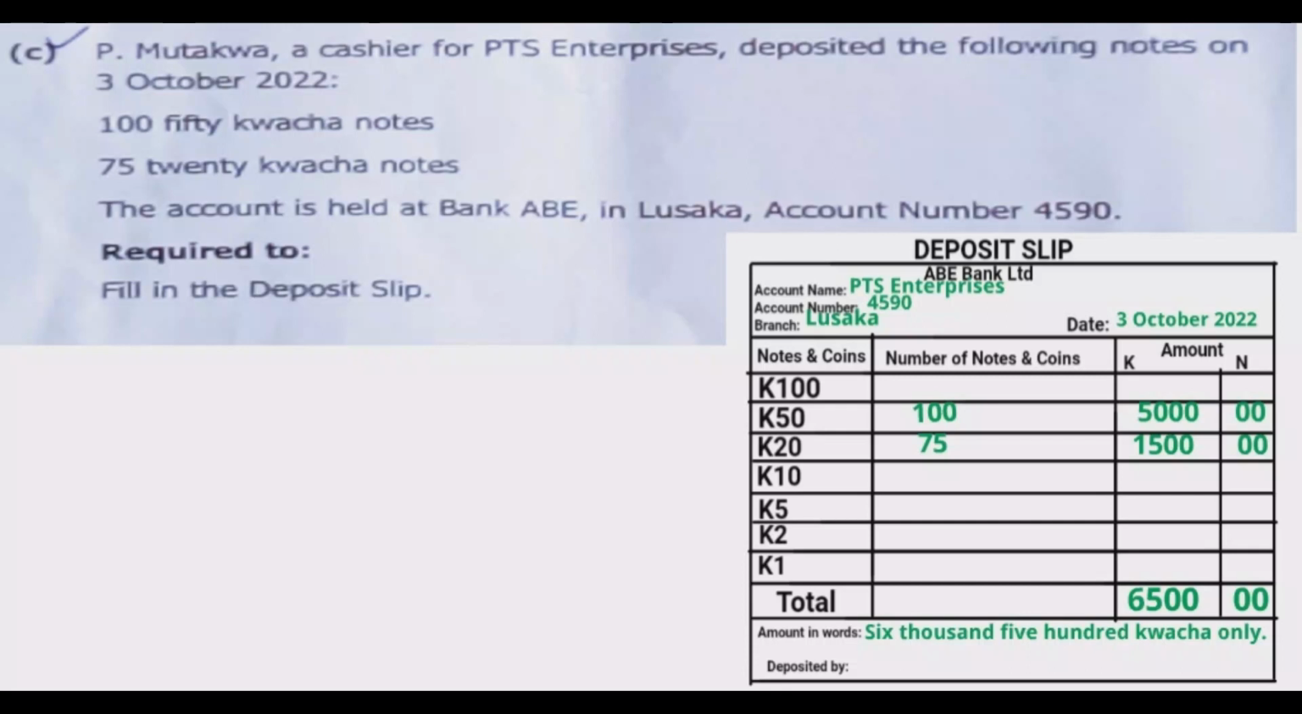Now once we have done that, we come down where it's written deposited by. So deposited by, you write your name there. It's up to you. You can write your full names. If you are James Mwaba, you write James Mwaba. If you are Harisi Hachobe, you write Harisi Hachobe. So here we're going to write the name which is given, which is P Mutakwa. So we write P Mutakwa there. Okay, so basically that is how you fill the deposit slip.